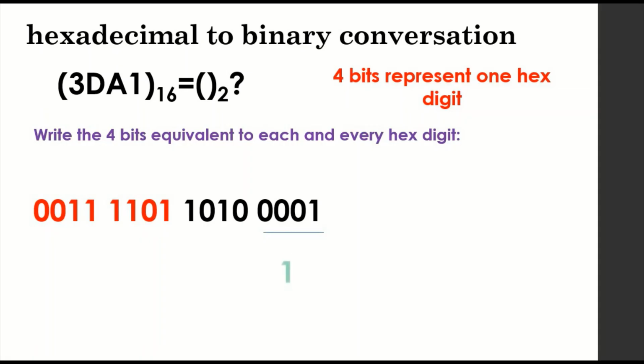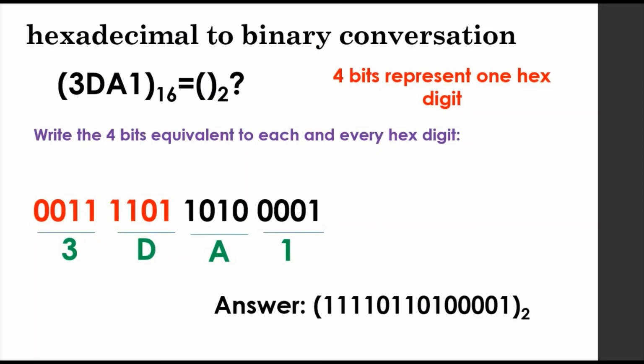So the last group is 1 in hex. The second group is called A, that is 10. The next group is D, that is 13. And the first group is called 3. So this is the number which is formed by grouping the binary equivalent for every hex digit. So this is the answer in binary.